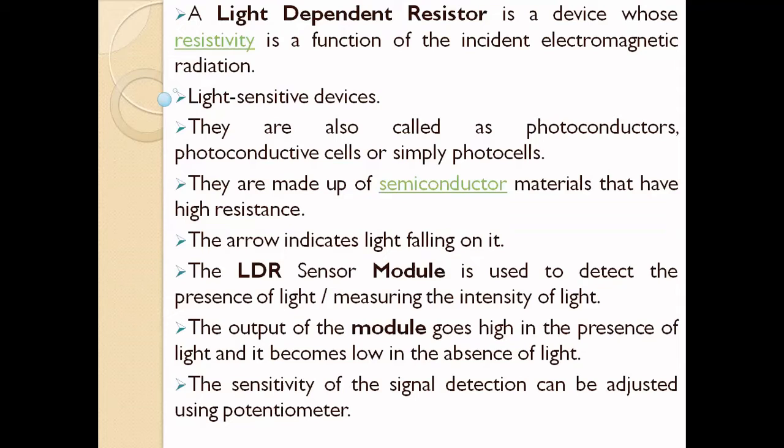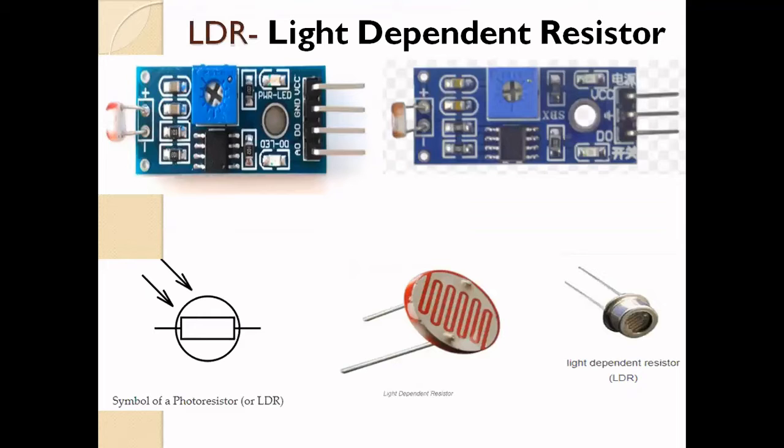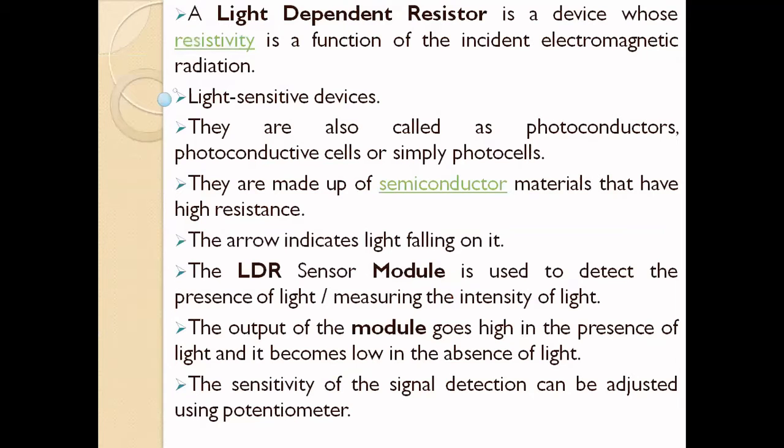This LDR is made up of semiconductor materials. There are various types of semiconductor materials available. Depending upon the type of semiconductor, the sensitivity and everything will change. Next, this arrow indicates the direction of the light falling on the LDR.